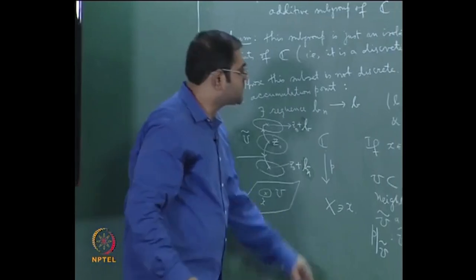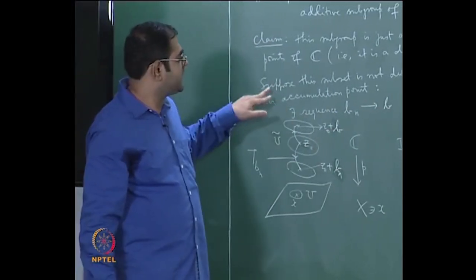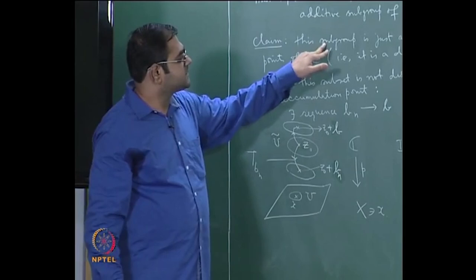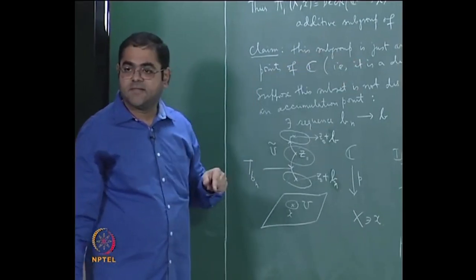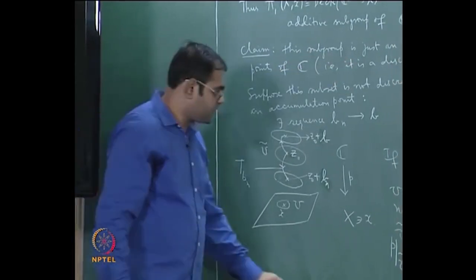So let me write that down. The moral of the story therefore is that this subset of points of C is actually a discrete subset. So let me write that down here.